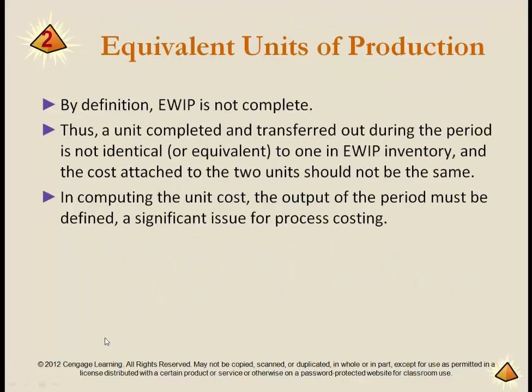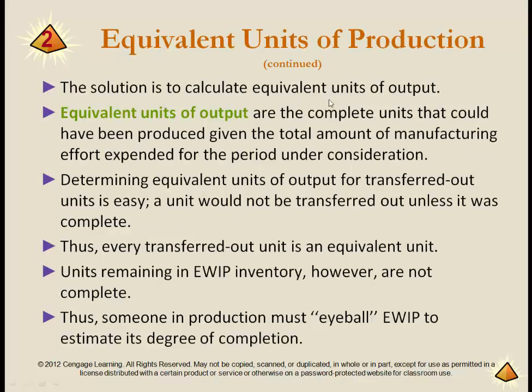By definition, anything that is ending work in process is not complete, so it's going to be some percent less than 100% complete. A unit that is complete and transferred out during the period is not equivalent to one in ending work in process. Those units are 100% complete, and the output for the period must be defined. So we have to figure out, based off of these units, how many units we truly produced. We have to calculate some kind of an equivalent unit of production, which means we equivalize it as if they were full units of production. And we're going to apply some math to that.